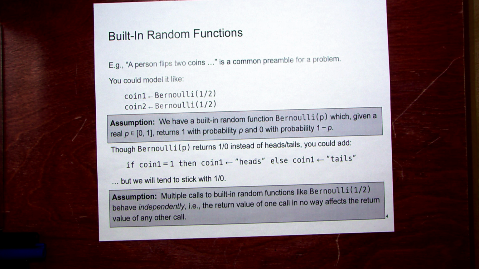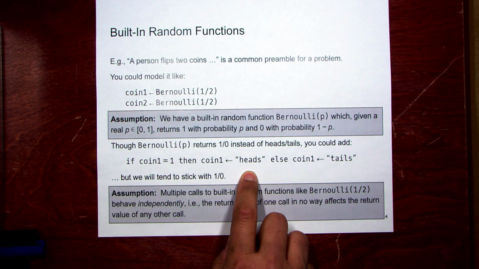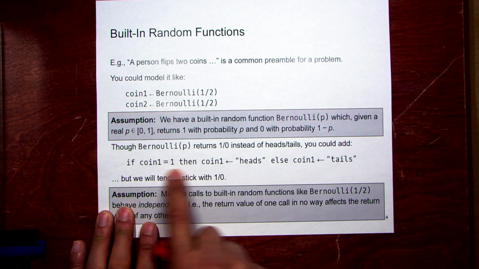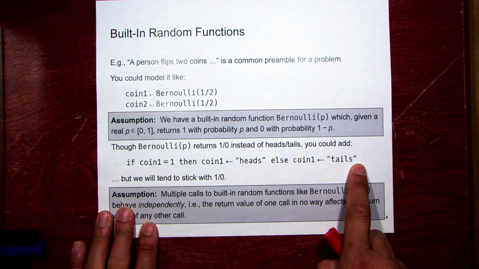We are going to stick with the 1-0 thing because it's much easier to add up a bunch of 1s together than add up a bunch of strings together. But if you really wanted strings, you could run this if statement: if coin is equal to 1, then it's heads, and if coin is equal to 0, then it's tails.